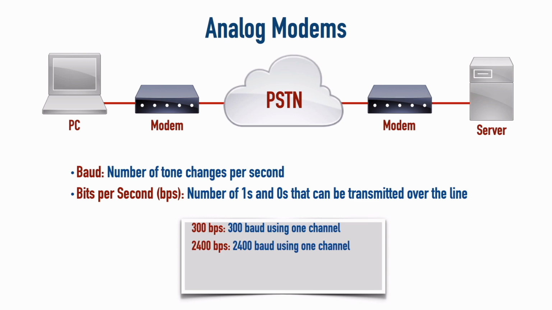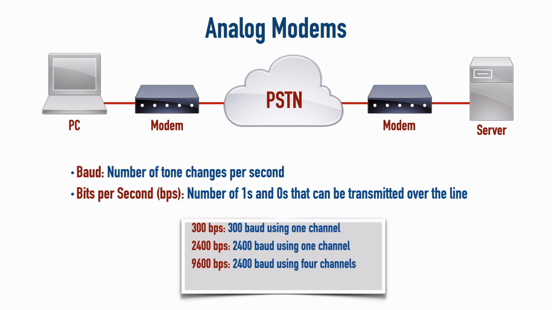But what if we used more channels? We could stay at 2400 baud, we could have 2400 changes in tone per second, but we could use multiple channels. One channel might be using these two frequencies that it goes back and forth between. Another channel could be using different frequencies. So if we had 4 channels, each of those channels doing 2400 tone changes per second, that's still 2400 baud on 4 channels, but it gives us 9600 bits per second of throughput.